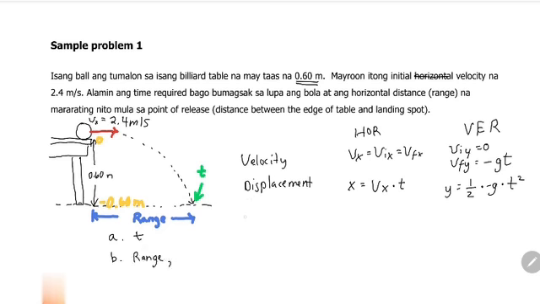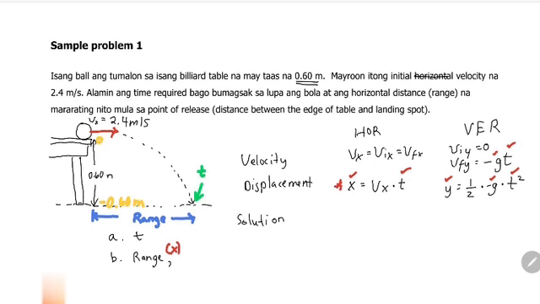So, syempre tayo, dahil unang hinahanap yung time, doon muna tayo mag-solve. Let's look for the time. Let's look at our equations, kung alin yung pwede natin gamitin. So, these are the equations na may time. I'm given g. I know g because 9.8 meter per second squared. I know y, di ba? Because I'm given the height of the table. I don't know x. Yun nga hinahanap ko, di ba? The range is the x. So, definitely, I cannot use this one.